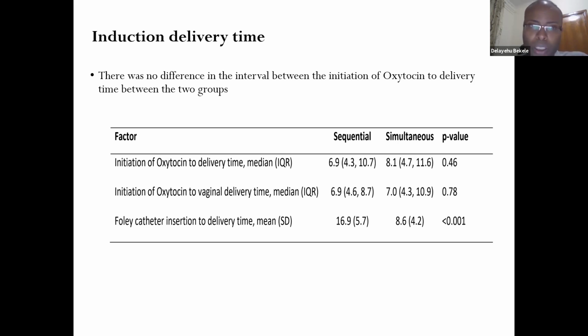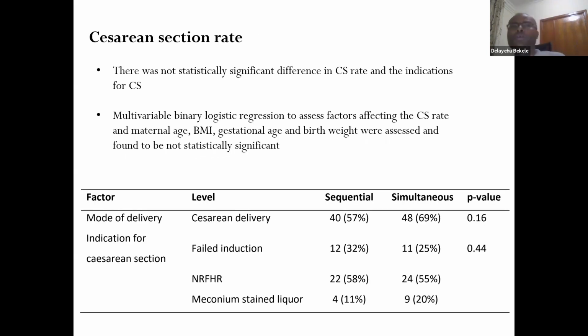But of course, if you consider the Foley catheter insertion to delivery time, it was much shorter in the simultaneous group, with a median time of 8.6 hours compared to 16.9 hours in the sequential group. It was almost half in the simultaneous group.